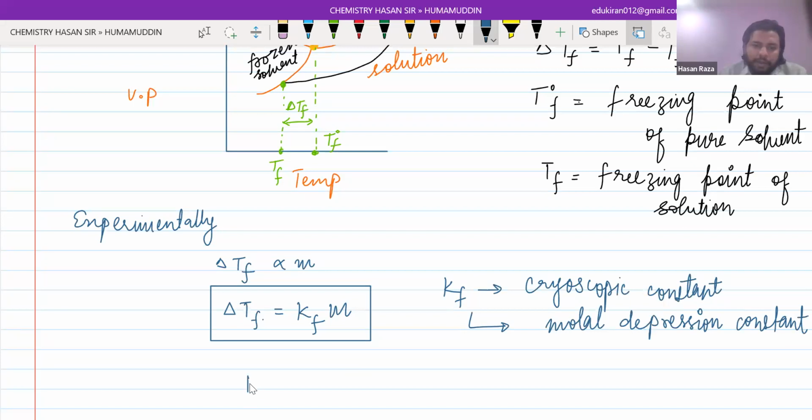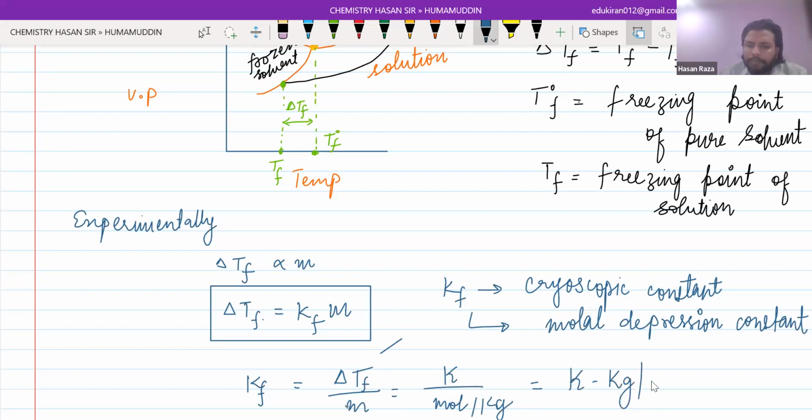And again, you can calculate the unit of this Kf, and it will be the same as in elevation in boiling point. This is your change in freezing point, so it will be in Kelvin. And what is the unit of molality? That is mole per kg. So the unit will be Kelvin kg per mole. This is the unit. So please do write it.